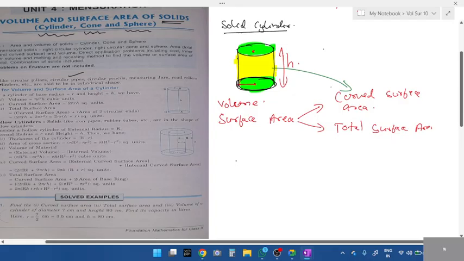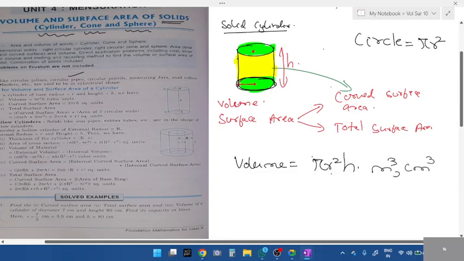First thing, volume, students. Volume is equal to, you take a circle. What is the area of a circle? All of you will respond. Pi r square. Along with pi r square, just because it has two circles, you have to multiply it with h. And volume will be in meter cube if it is given in meter, centimeter cube if it is given in centimeter. This is the formula for volume, students. So volume is the total capacity. You start with a circle, pi r square h.